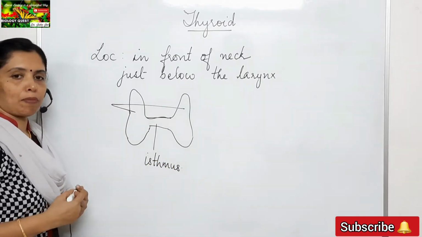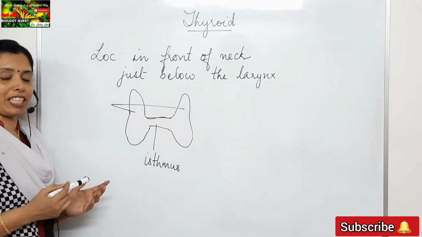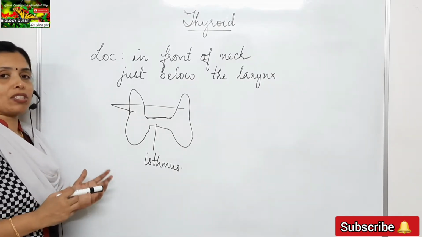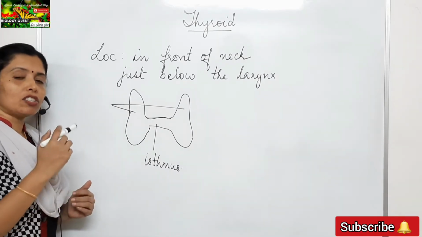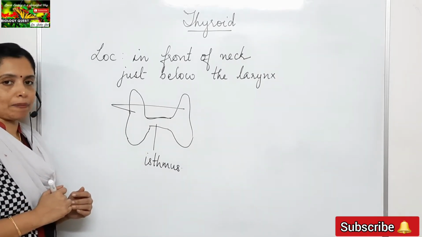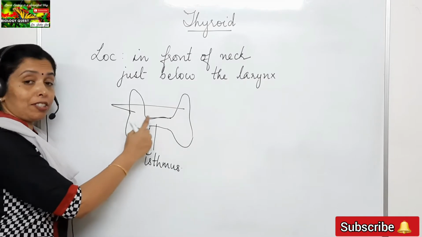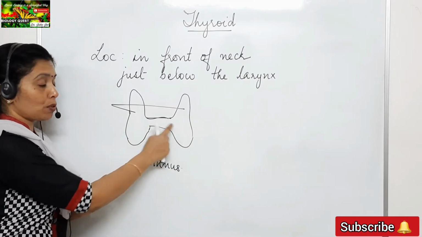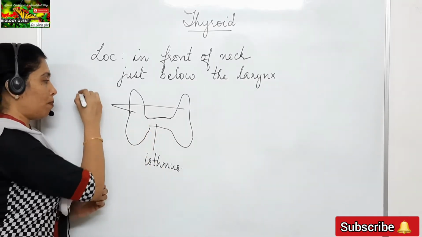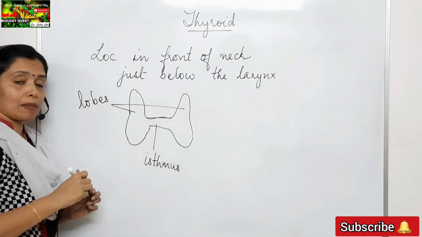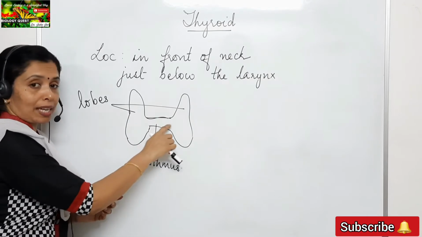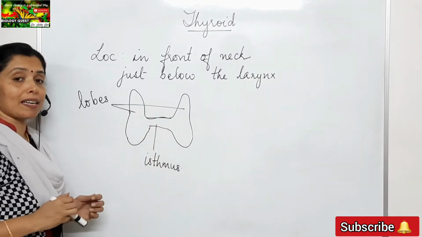It has the shape of a butterfly. It is a butterfly shaped gland, and it is located in front of the neck, just below the larynx. The butterfly shaped thyroid gland has two lobes. These are the two lobes of the thyroid gland, and the two lobes are connected by an interconnection, as you can see here, which is called the isthmus.